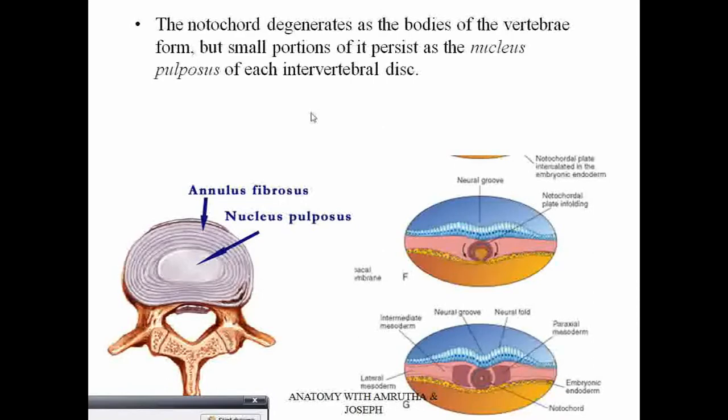Now as I said, the notochord degenerates as the bodies of the vertebra form, but a small portion of it persists as the nucleus pulposus of each intervertebral disc. So between the vertebra there are intervertebral discs. Inside the intervertebral disc there is a jelly-like substance called nucleus pulposus, which is a remnant of the notochord. So the notochordal process formation can be seen between the ectoderm, endoderm, and the mesoderm, and it forms a notochord like this.